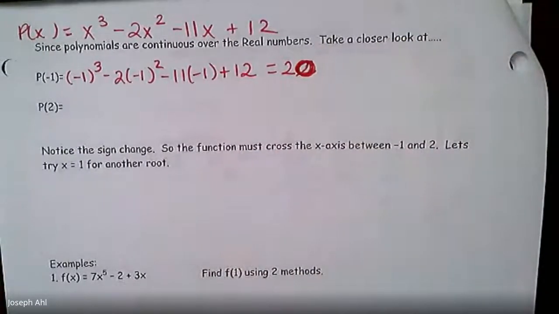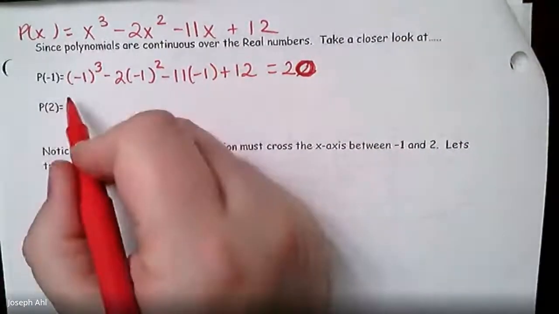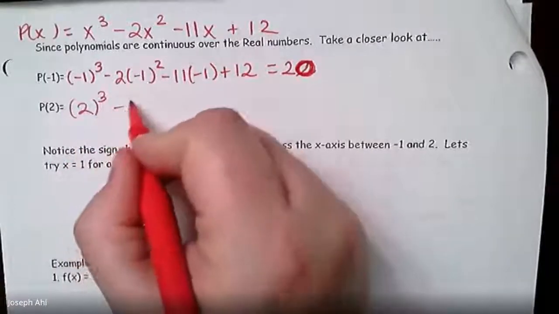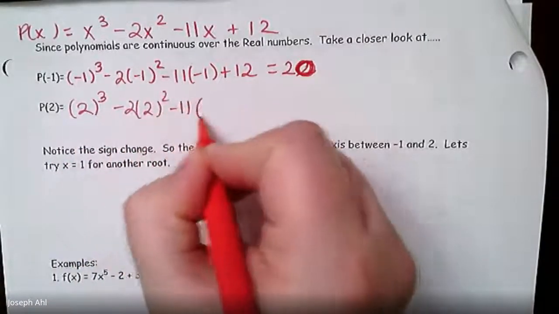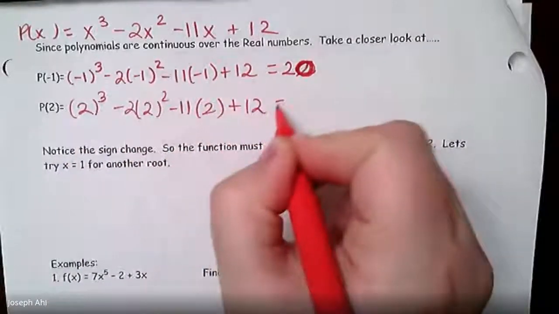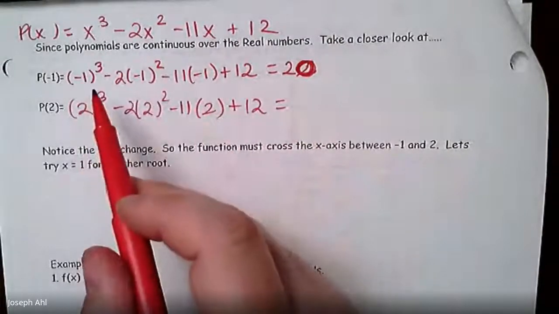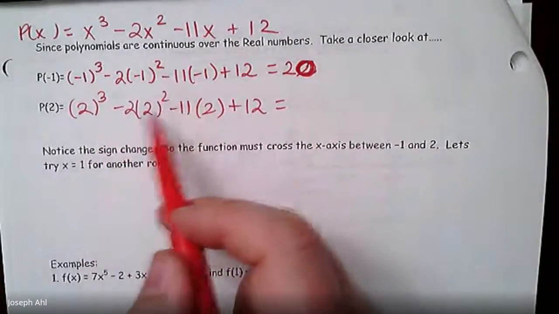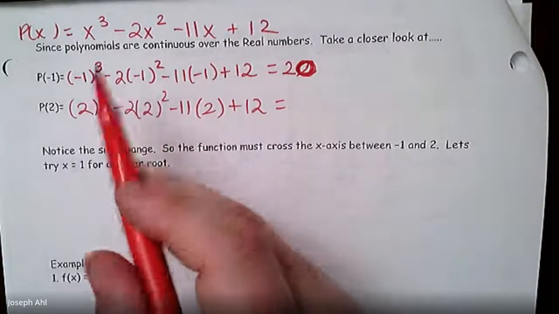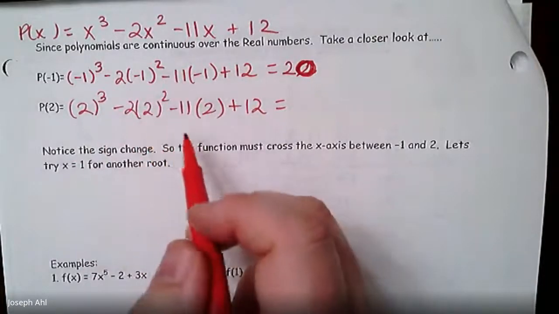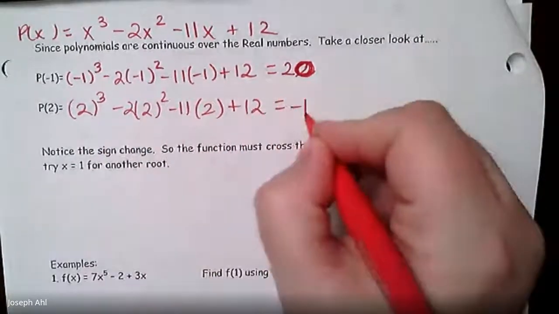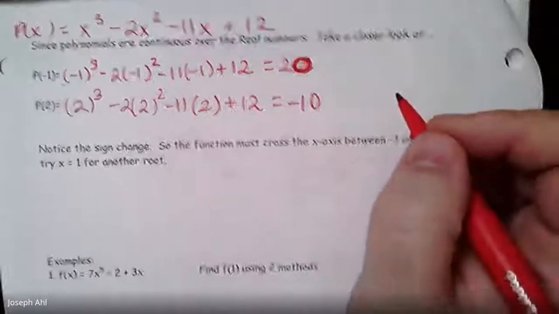Okay, we'll call that 20 there. Oof, I hope 2 is easier. 2 cubed minus 2 times 2 squared minus 11 times 2 plus 12. So this is 8. 2 squared is 4, so now it becomes -8. Those cancel out, 8 minus 8. So we get -22 plus 12, and that's -10. I'm pretty confident about that one.